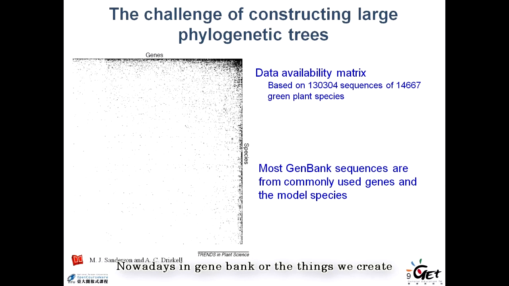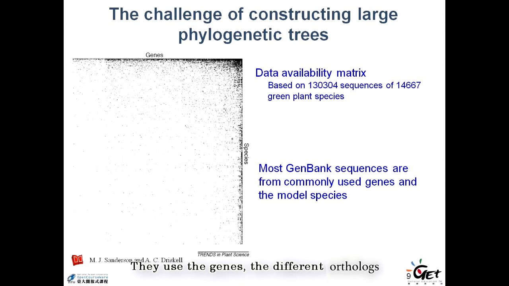Nowadays in GenBank, or the things we create by ourselves, we create a lot of data, and we download sequences from GenBank quite a lot. But many people talk about the problems about the huge bias that exists in the databank from NCBI, for example. And here is a paper published a couple of years ago talking about the data availability inside GenBank.